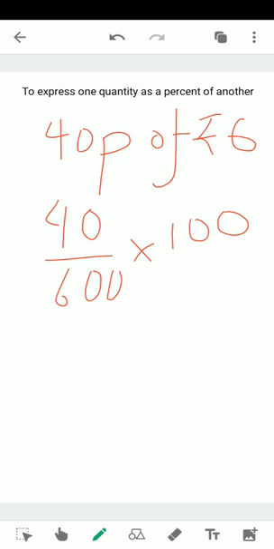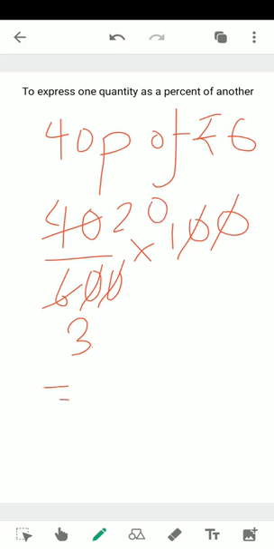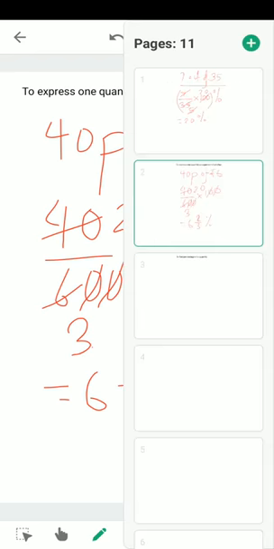So I can write this as 40 by 600 into 100. 2 3s are 6, 2 20s are 40. So you can write this as 6 2 by 3 percent. That means 6 2 by 3 percent of rupees 6 is 40 paise. So this is how we can calculate it. This is done, to express one quantity as a percent of another.